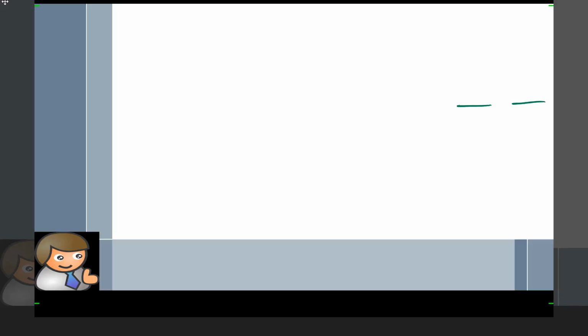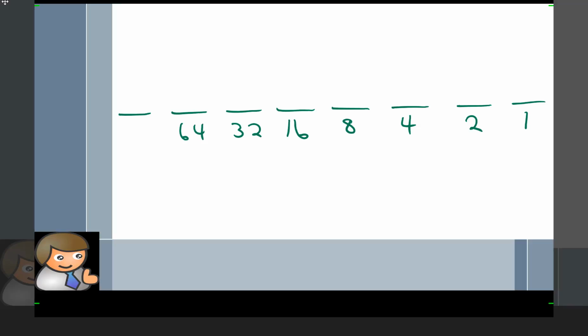So let's go ahead and start drawing that out. 1, 2, 3, 4, 5, 6, 7, 8. And binary is base 2. 2 to the 0 is 1. 2 to the first power is 2. 2 to the third power is 8, and so on. But I find it easier just to double. So I'll start with 1. Double 1 is 2. Double 2 is 4. Double 4 is 8. Double 8 is 16. Double 16 is 32. Double 32 is 64. And double 64 is 128.